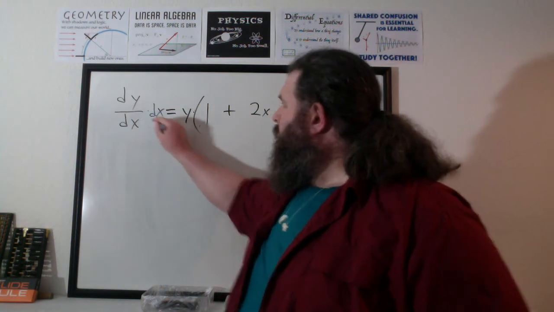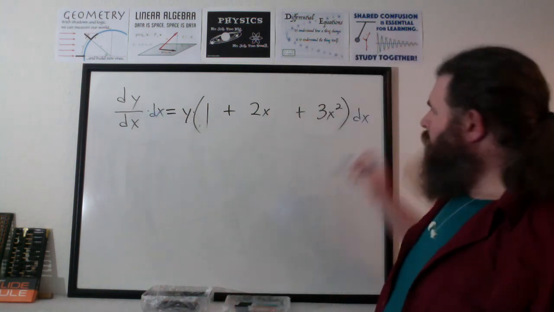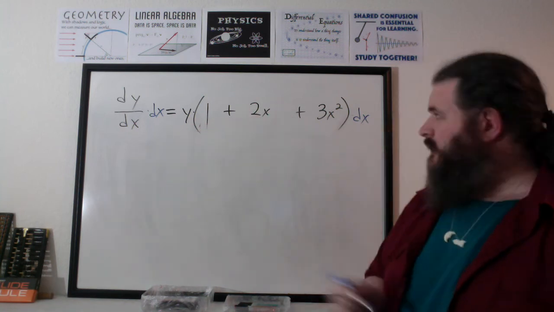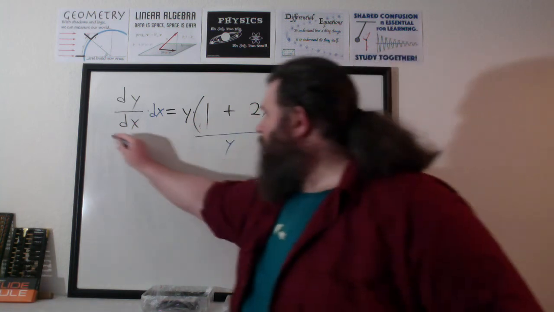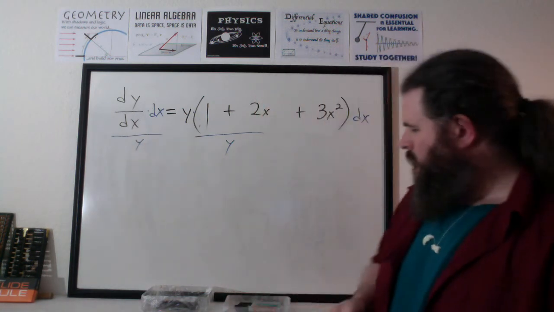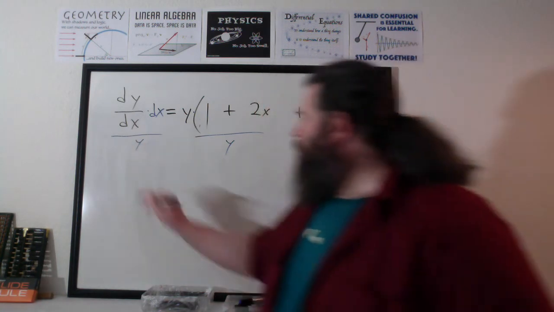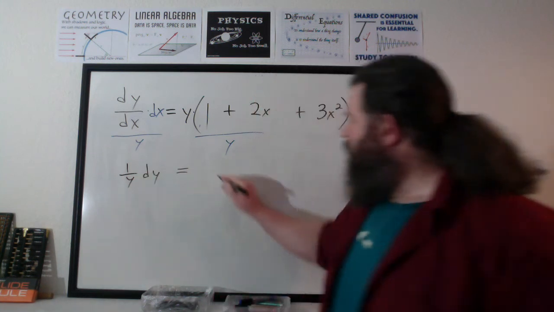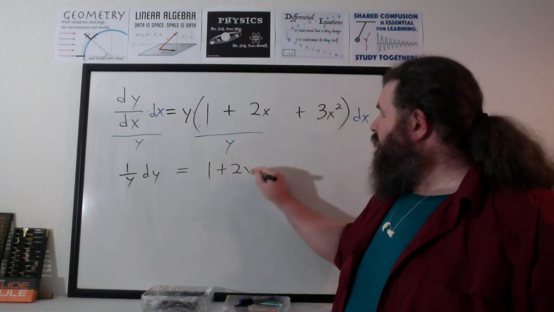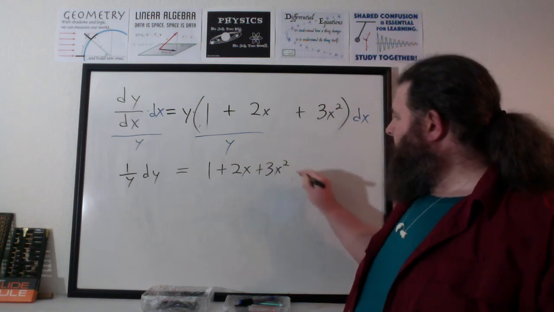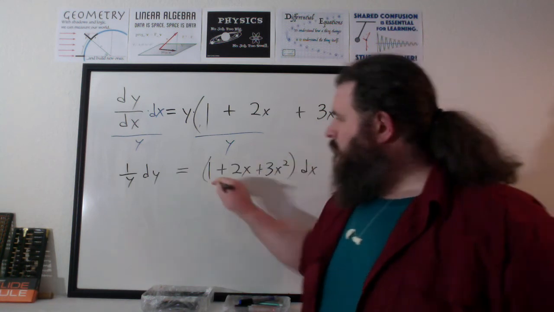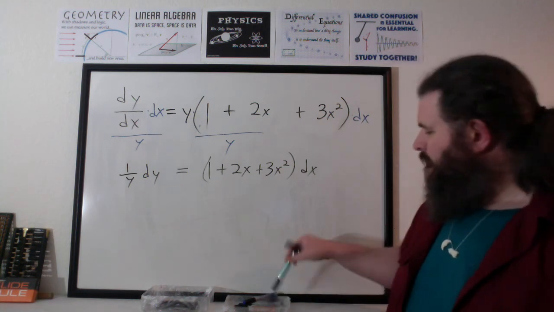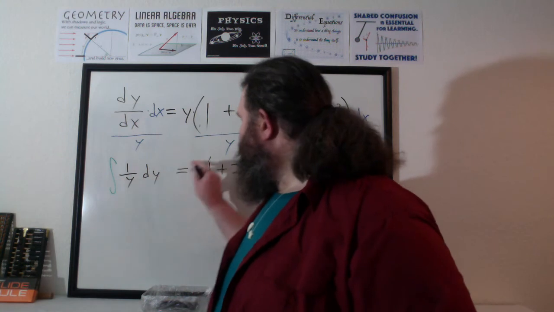As before, multiply both sides by dx. And we want to get rid of this y here, so we have just x's and dx's on this side. So let's also divide both sides by y. And that leaves us with 1 over y dy equals this quadratic, 1 plus 2x plus 3x squared dx. And we can continue by integrating both sides just like we did before. Integrate, integrate.